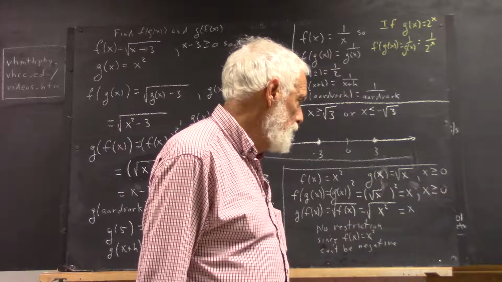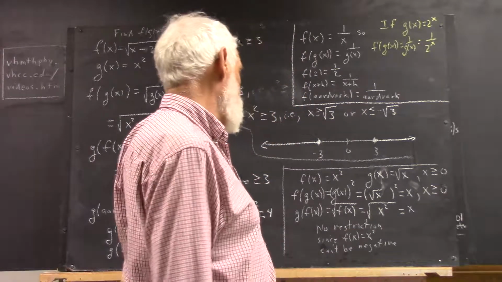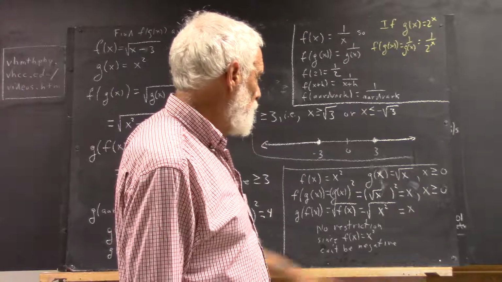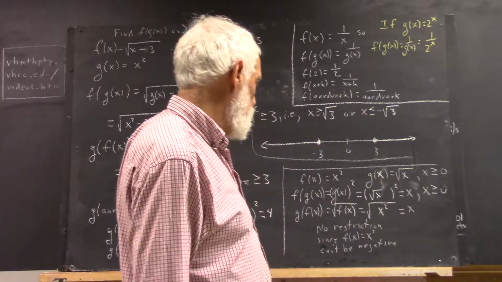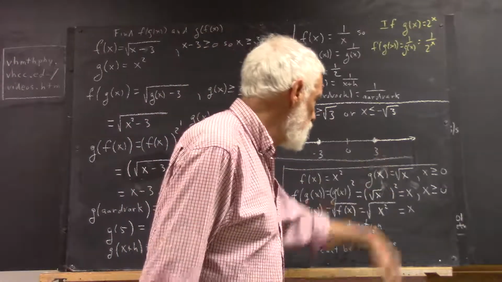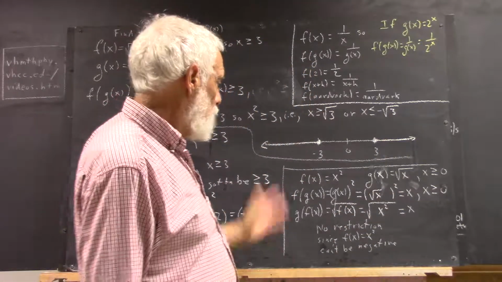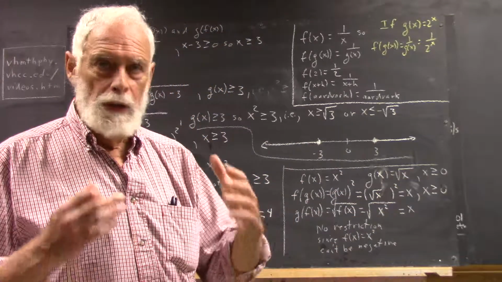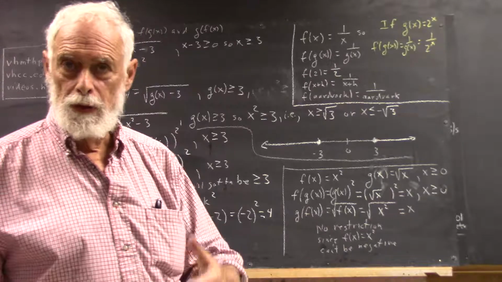And that's actually not exactly right. It's the absolute value of x. So I'll address the reason for that in a minute. There's no restriction. Okay, no restriction. That's what I'm going to address in a minute. Okay, so hopefully we understand the substitution that's involved in doing an f of g of x or a g of f of x.